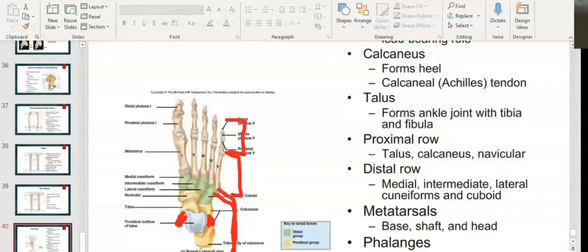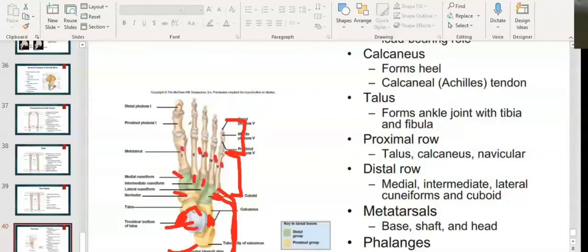So this one right here is the calcaneus, the talus. You're going to have the medial cuneiform, intermediate cuneiform, lateral cuneiform, navicular. You're going to have the cuboid right here, and the talus is right here. Then in the metatarsals, we're going to have 5: 1, 2, 3, 4, 5.